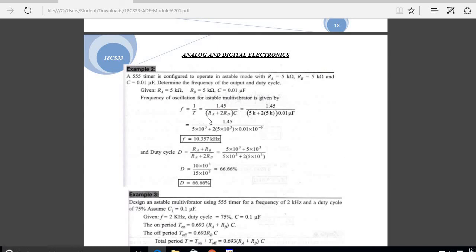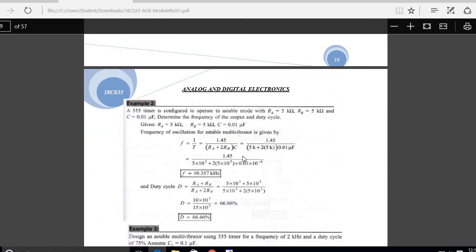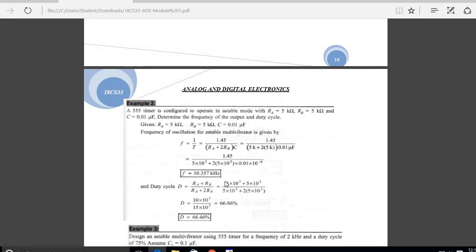1 by T, it might be what exactly? The complete time period, which consists of both the time on period and the time off period. So for that reason, we will not directly find it with the T on and T off. So just you have to apply this formula, 1.44 divided by (RA plus 2RB) into C, substitute and get the values.